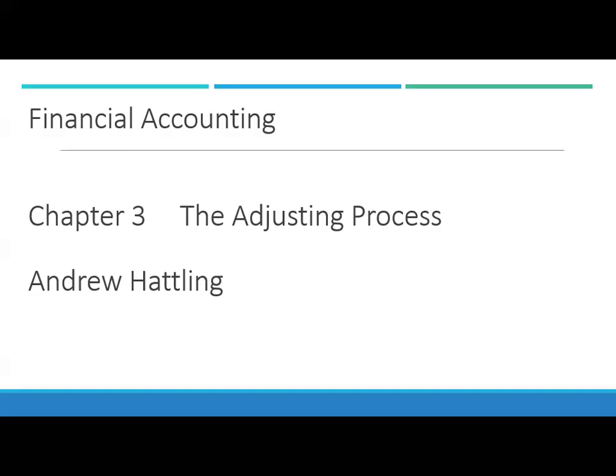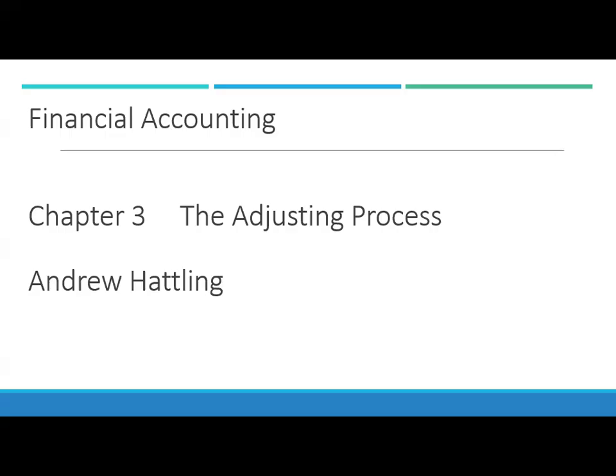So, welcome to chapter 3. We're going to go over the adjusting process. And this is all the journal entries that we need to make at the end of the month to accrue for things that have happened during the month that maybe didn't involve cash or things that are earned by the business through the passage of time.